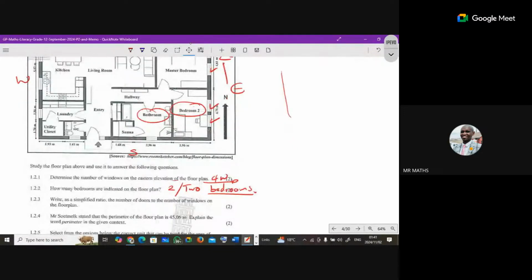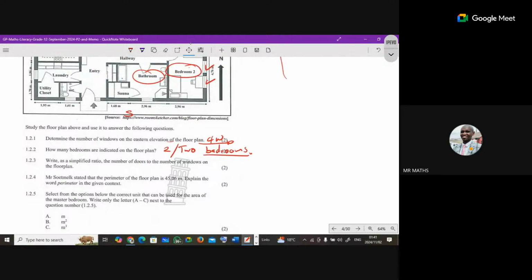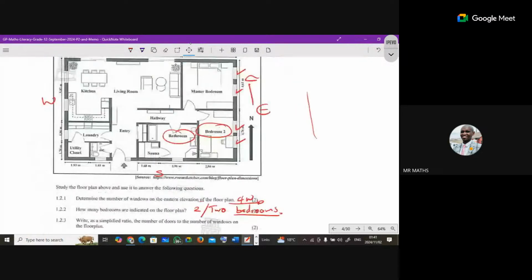Okay. Then they are saying 1.2.3, write as a simplified ratio the number of doors to the number of windows on the floor. So now we have to calculate the number of doors. So this is the first one. We are saying 1, 2, 3, 4, 5, 6, 7, 8.